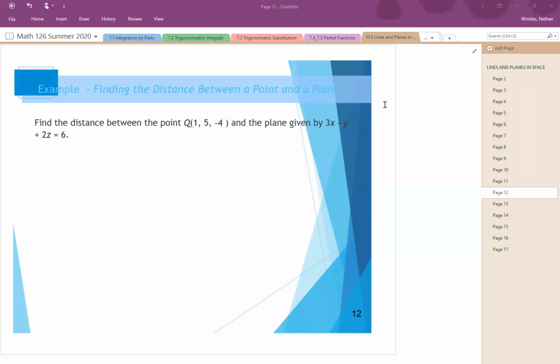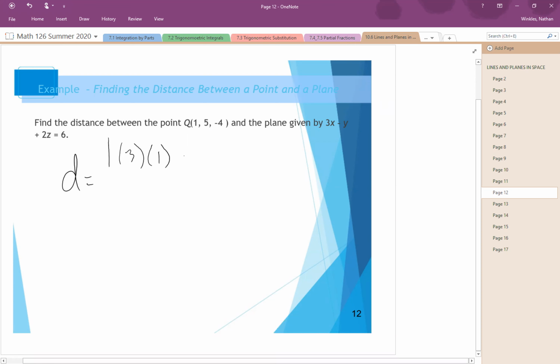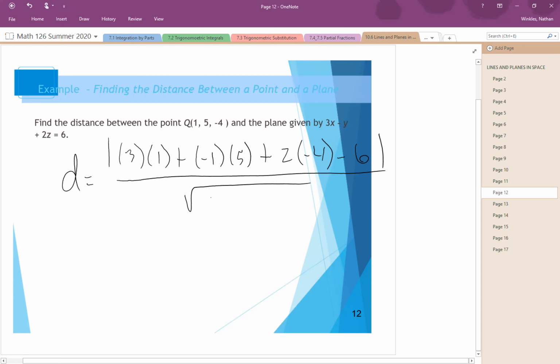All right, so to find the distance between the point Q of (1, 5, -4) and the plane given by 3x - y + 2z = 6, we're going to use D equals the absolute value of 3 times 1 plus -1 times 5 plus 2 times -4. And our D is 6, so we need to do minus 6, all over the square root of 3 squared plus -1 squared plus 2 squared.